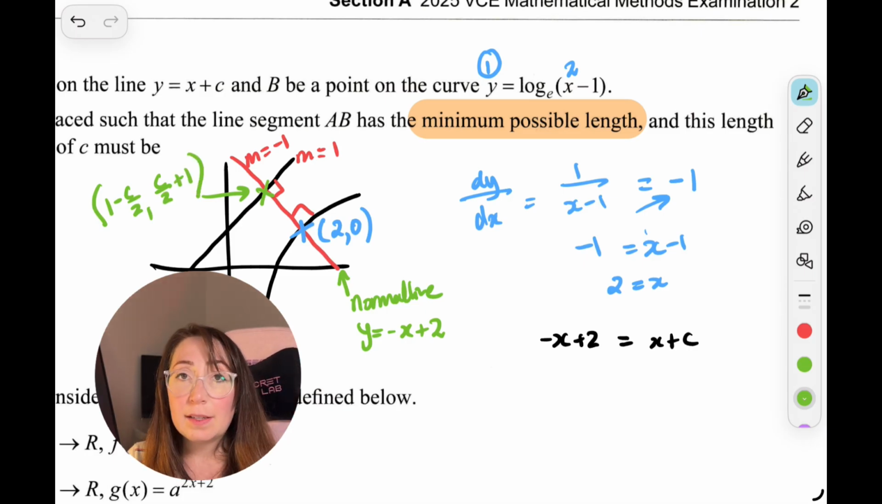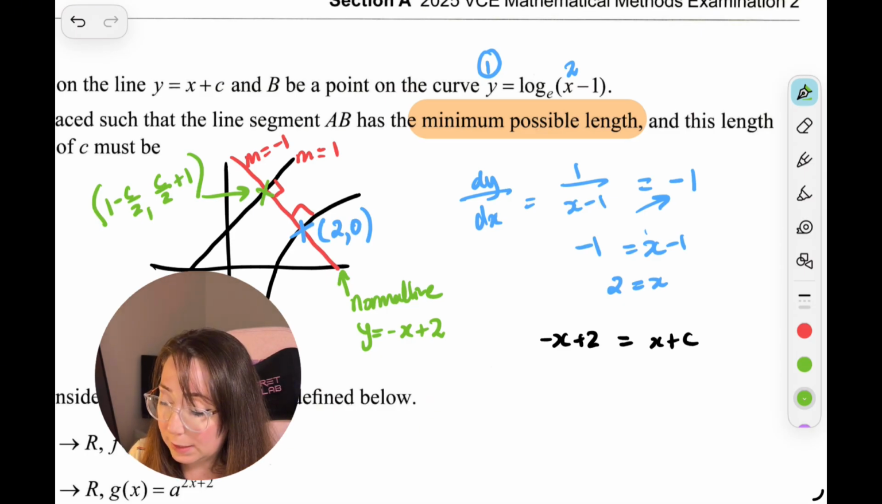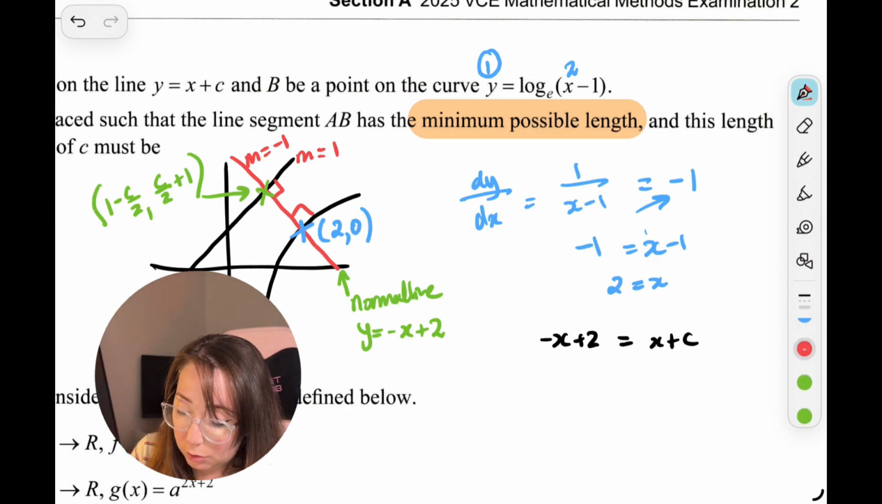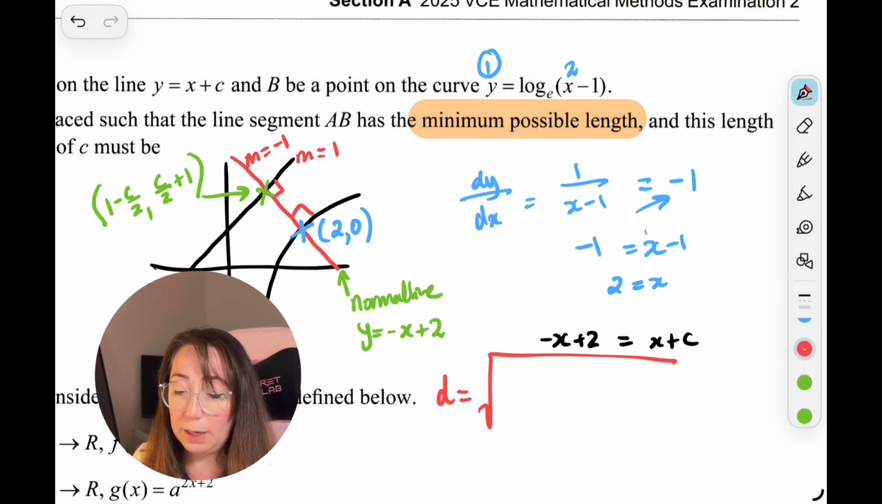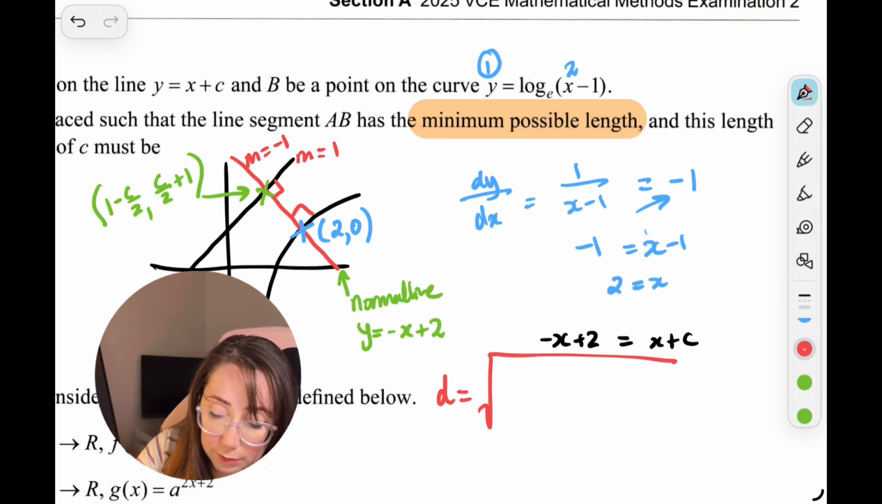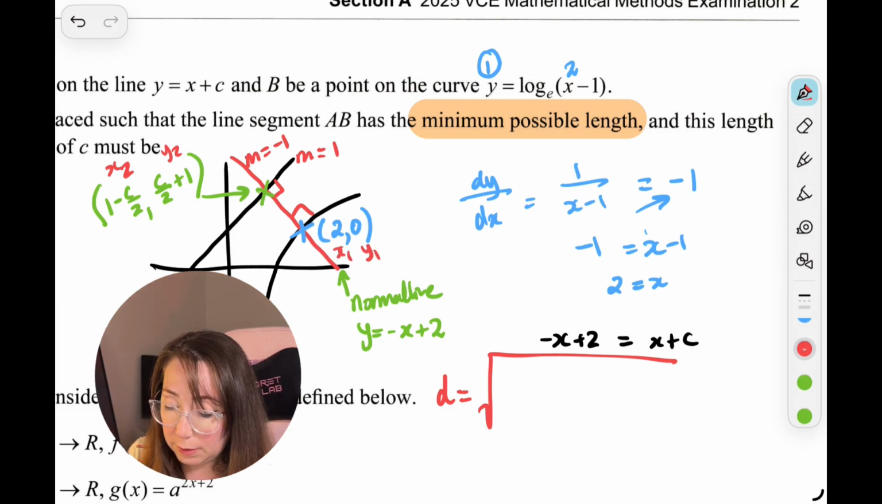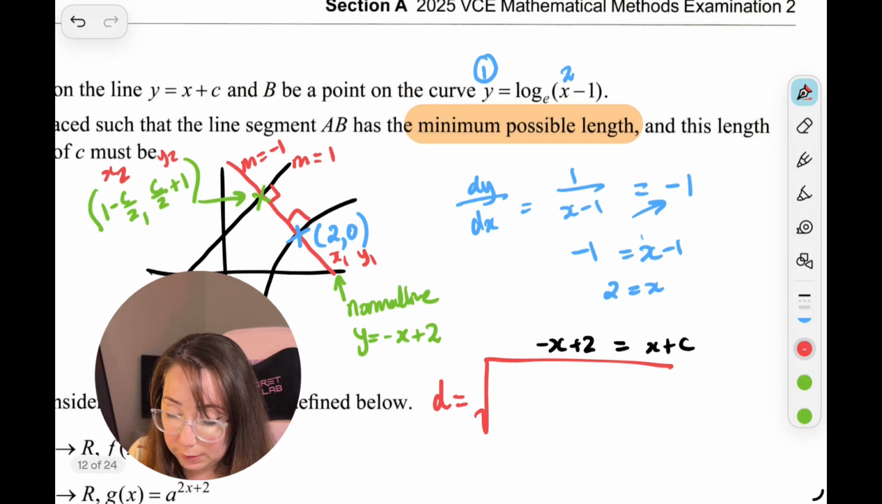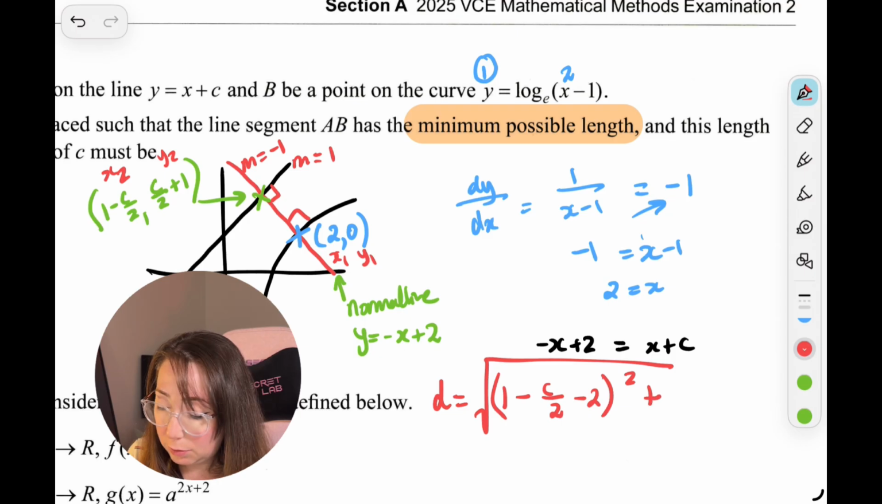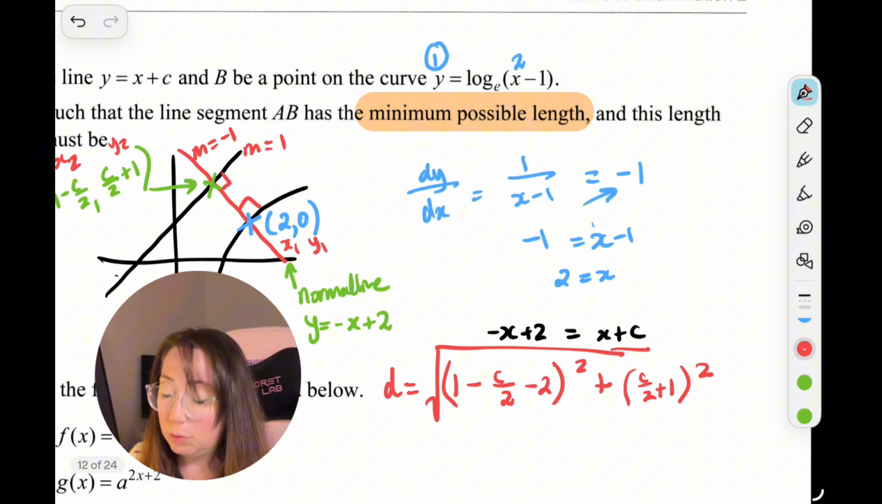Okay, so we have now successfully found the two coordinates at which I need to find that line segment. I now basically need to put it into my distance formula. So the distance is x2 minus x1 squared plus y2 minus y1 squared. I'm just going to call this the 2 function, and this one the 1. Oops, wrong way, y1, x1. Okay, so y2 minus y1, so that's, oh sorry, x's, we're starting with x. So 1 minus c on 2 minus 2 squared plus, and then the y, c on 2 plus 1 minus 0 squared. And we just want that to equal root 2.